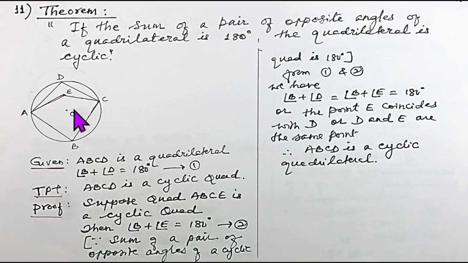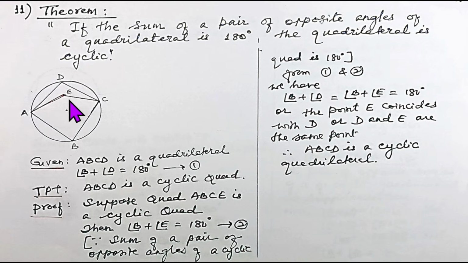Now we are given angle B plus angle D is equal to 180. Now we have shown that angle B plus angle E is equal to 180. That means angle B plus angle D is equal to angle B plus angle E is equal to 180. It means that the point E, please understand here, should coincide with D if this equality has to be true. Therefore, it is not the quadrilateral ABCE which is cyclic. It is ABCD, where the points lie on the circle, and therefore the quadrilateral ABCD is a cyclic quadrilateral. That's what I have written here.